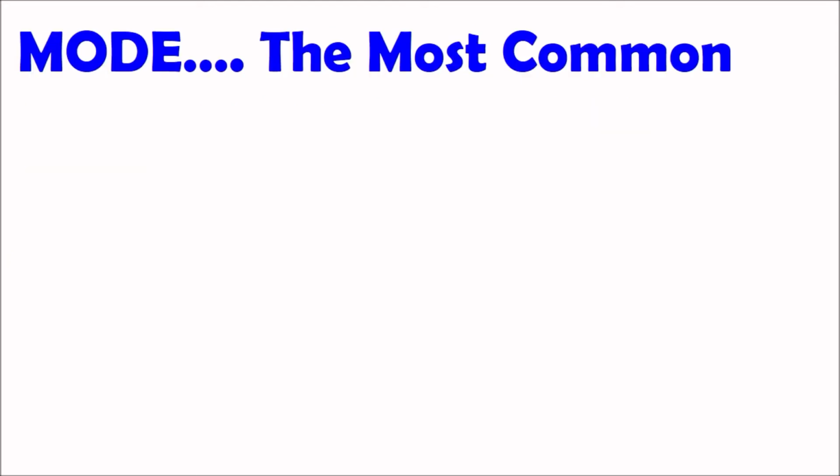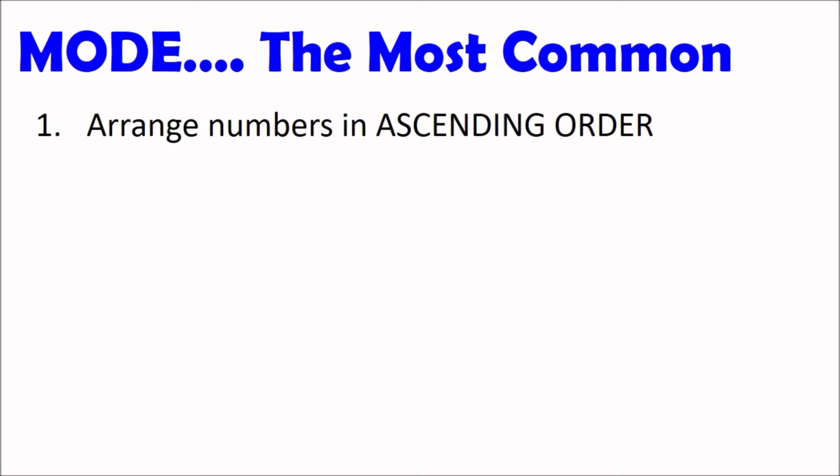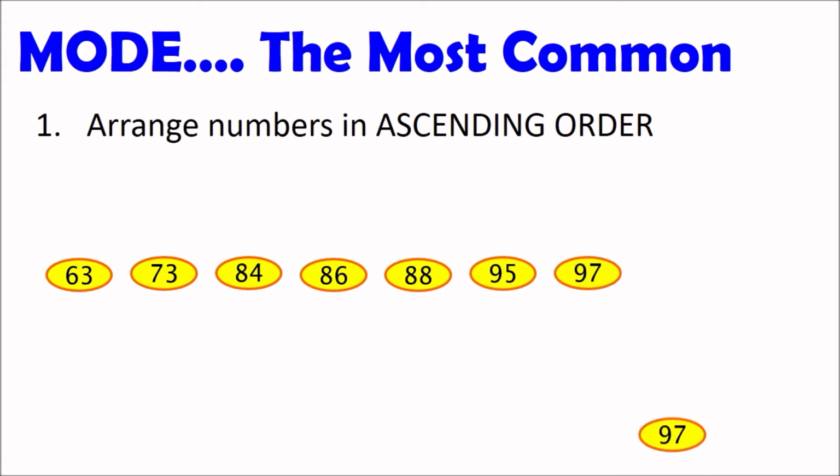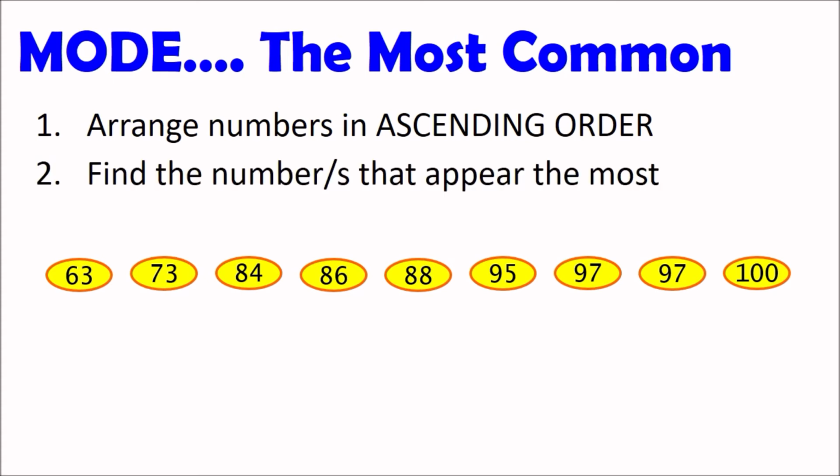We then have the mode, which is the most common. Again, I would be saying to arrange your numbers in ascending order first. This is really nice to do just so that you can see where those double up of numbers are, because that's what we're looking for. We're looking for the numbers that appear the most. In this case, 97 appears twice.